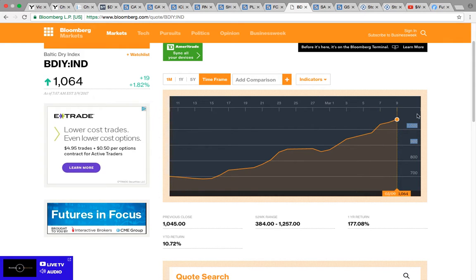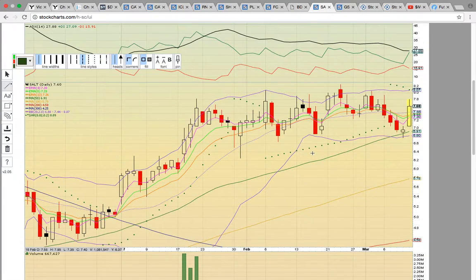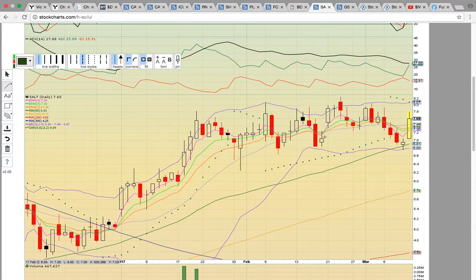But if you were looking at the shipping sector, marine transportation stocks, you would have no idea. Look at this chart right here. This is not reflecting the big move. Look how this is still trading sideways. This is SALT. This is one of the marine transportation, what we call shipping sector stocks. And we've been just waiting for these stocks to break out and get going higher.